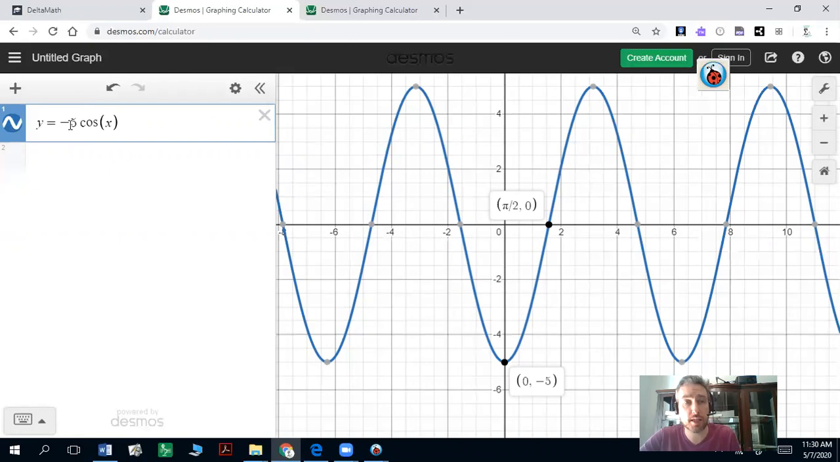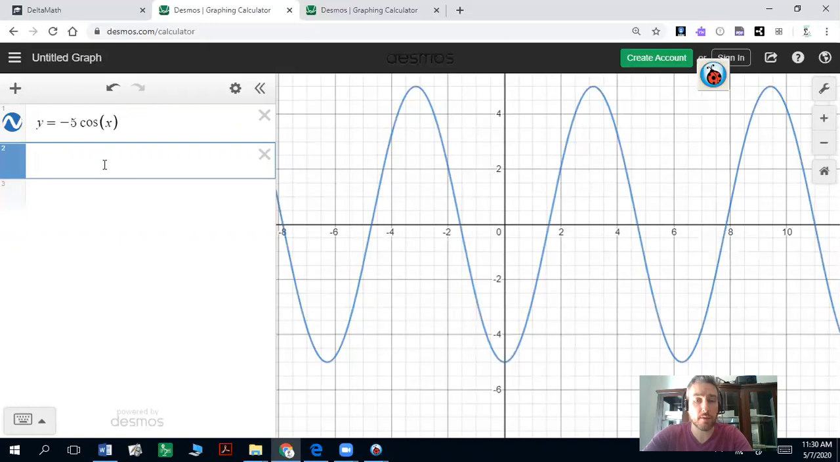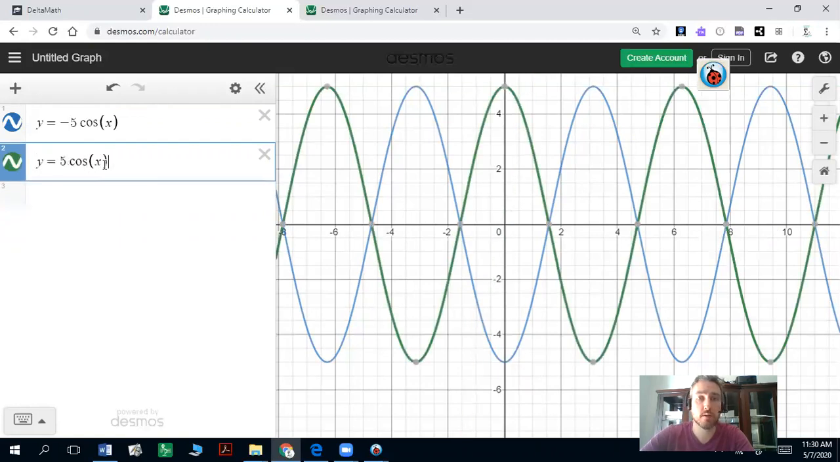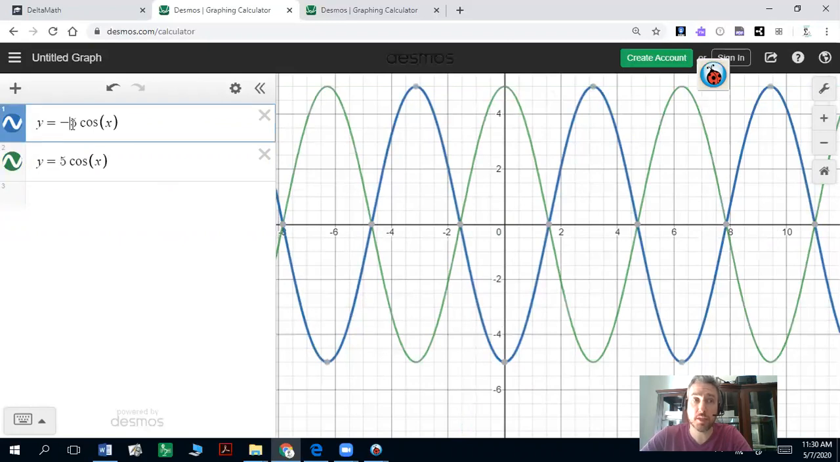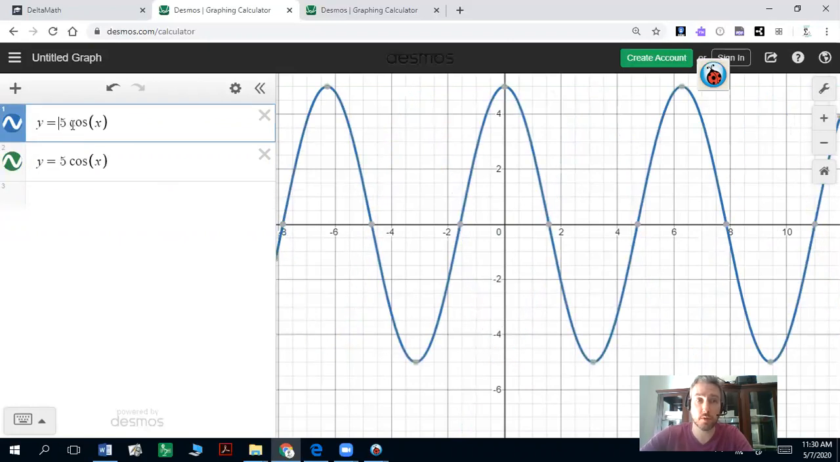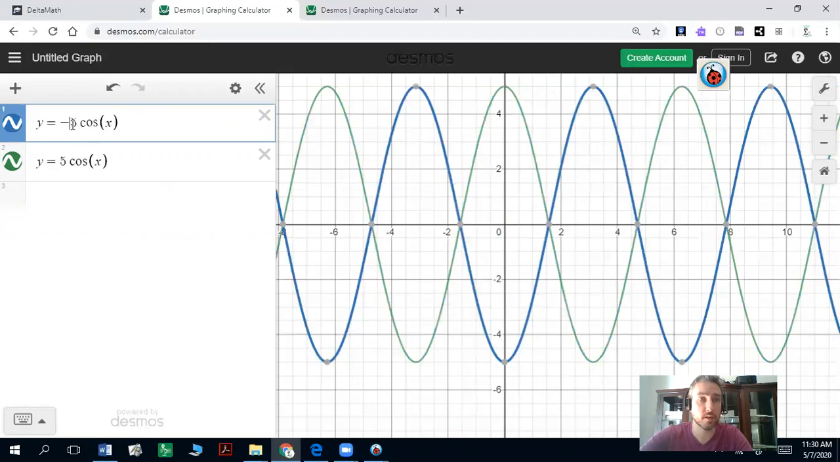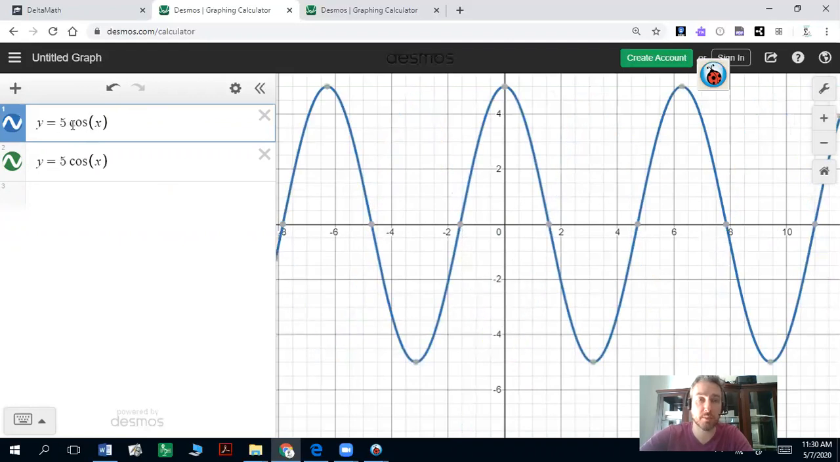Now let's talk about what that negative does. All that negative does is flip the graph. So if I did y equals 5 cosine x, it's reflected over the x-axis. So that negative will reflect it. It will not change what the amplitude is, okay? So a negative just reflects it over the x-axis, doesn't change the amplitude.